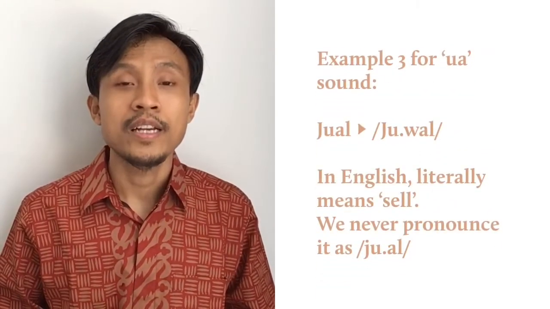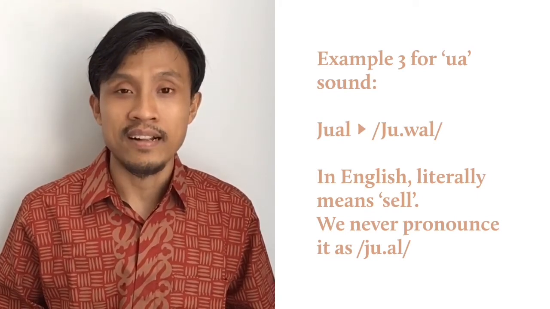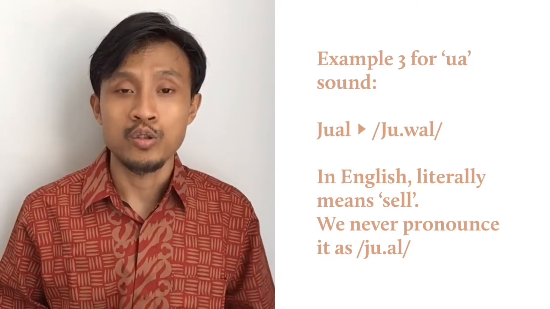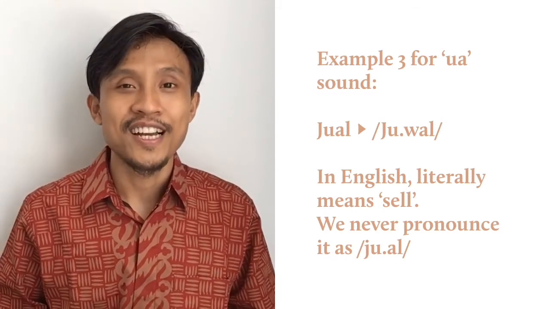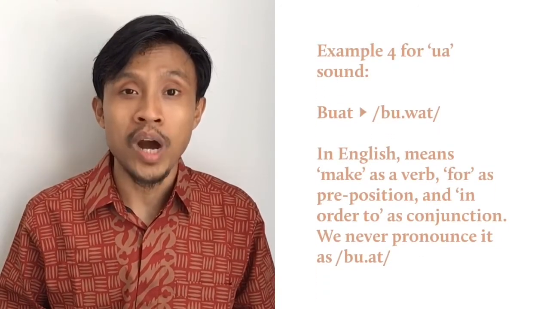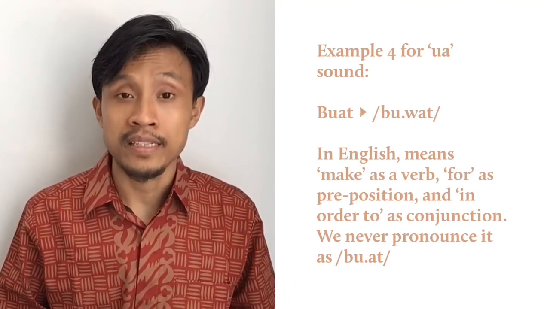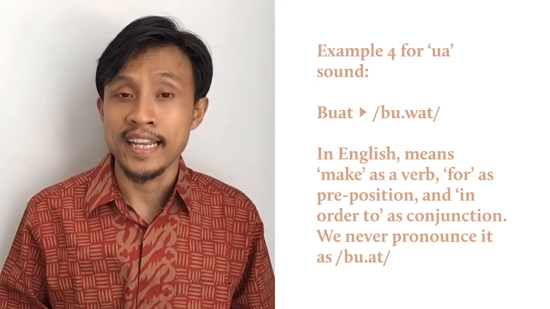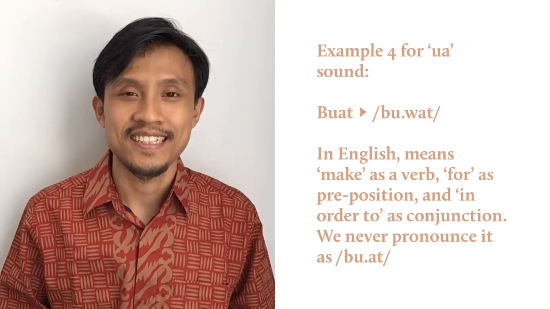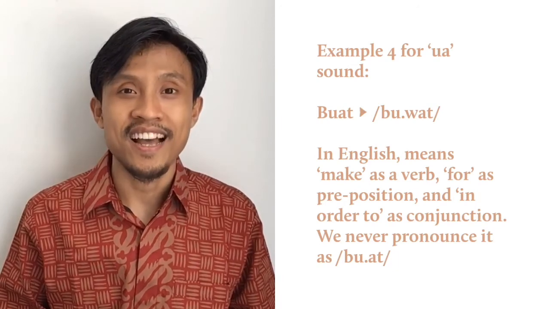Next, we have jual. Jual, or in English, sell, to sell. Jual, we say jual instead of jual. The last one, we have buat. Buat, or in English, make or do as a verb, for as a preposition, and in order to as a conjunction. We say buat, buat instead of buat.